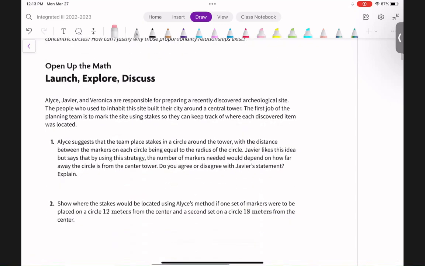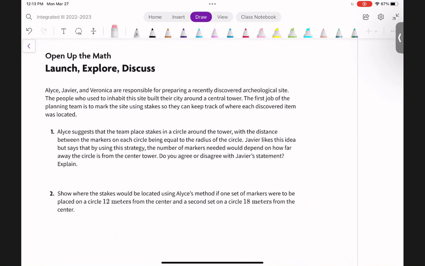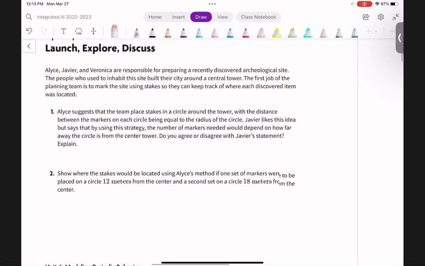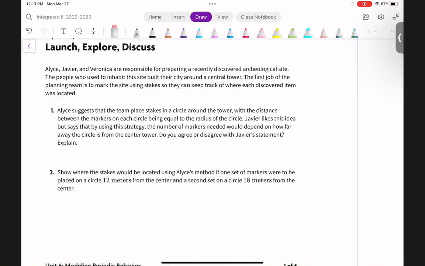So let's get into this idea here. It says Alice, Javier, and Veronica are responsible for preparing a recently discovered archaeological site. The people who used to inhabit this site built their city around a central tower. The first job of the planning team, however, is to mark the site using stakes so they can keep track of where each discovered item was located. So where all the items were located, they want to know, and they're going to keep track of this.